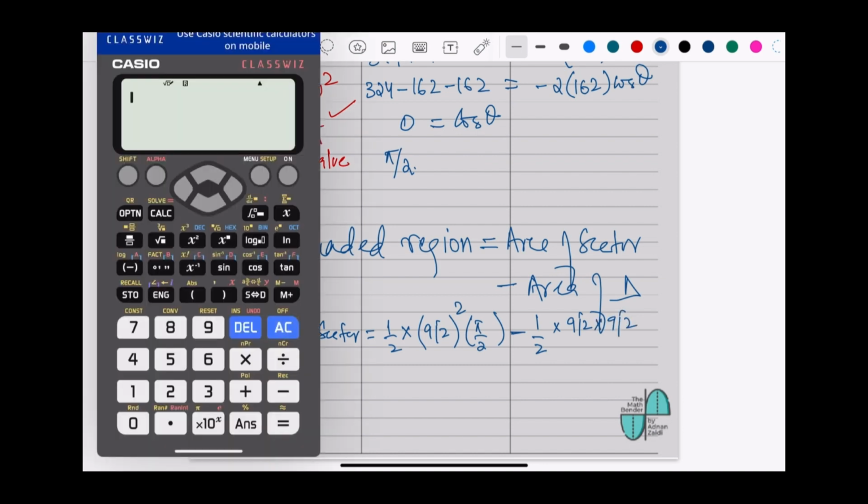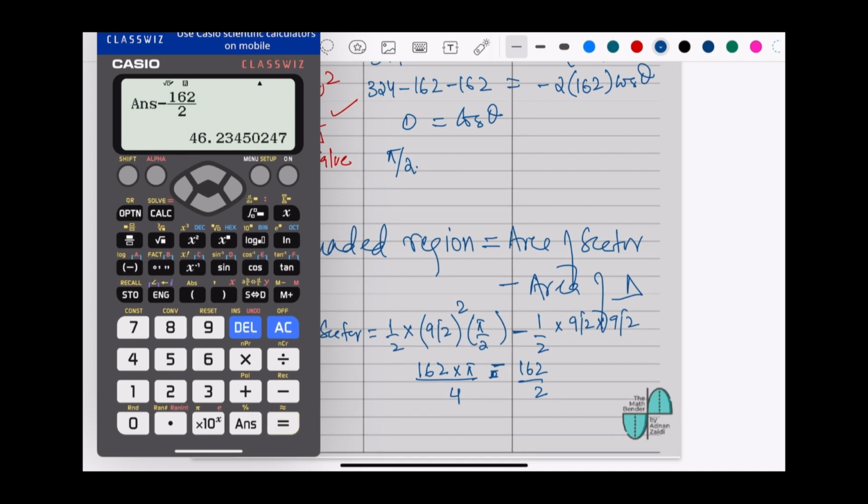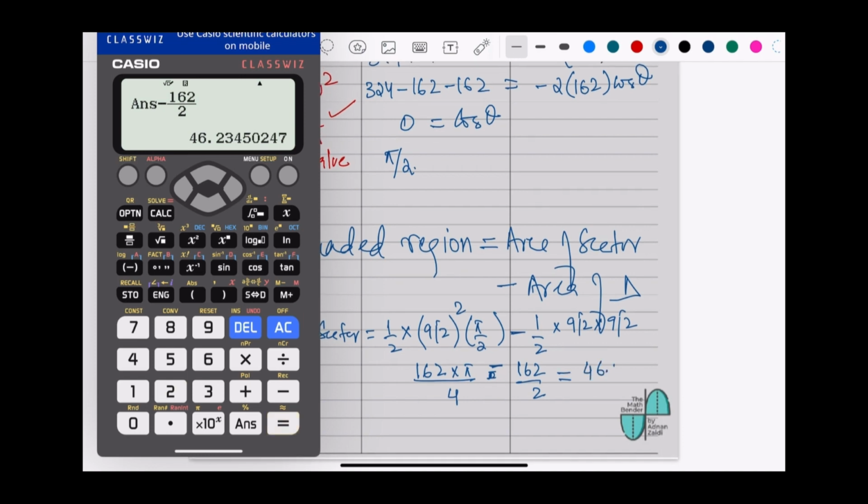This is going to be 162 times pi over 4, which is equal to 162 over 2, and minus, this is the subtraction, so minus 162 over 2, which gives you a final answer of 46.2.